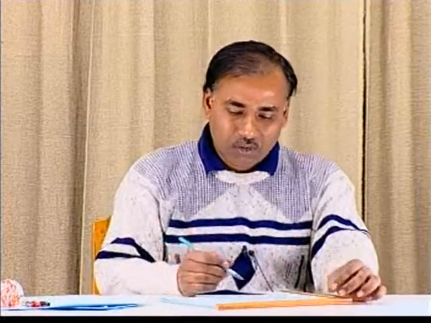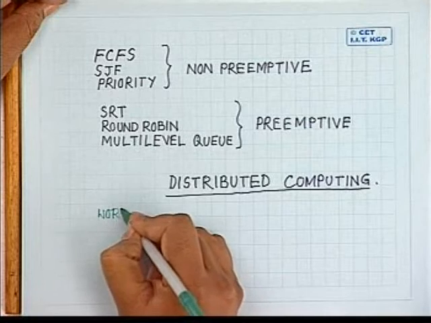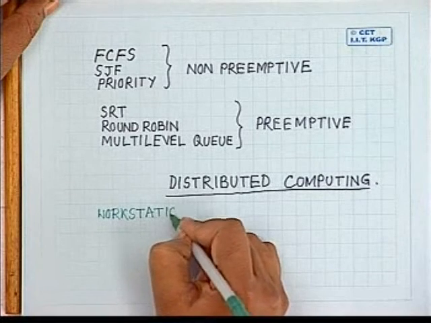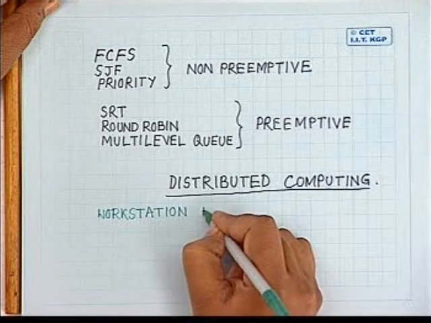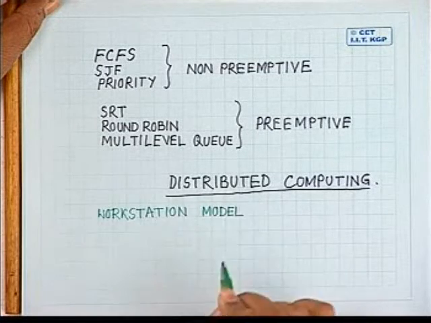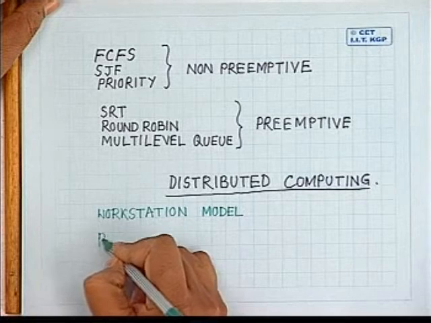Now when I come to this distributed computing environment, typically I can have two types of environments. We have to see what is the model of the distributed environment. One is called a workstation model, and the second model is called a processor pool model.